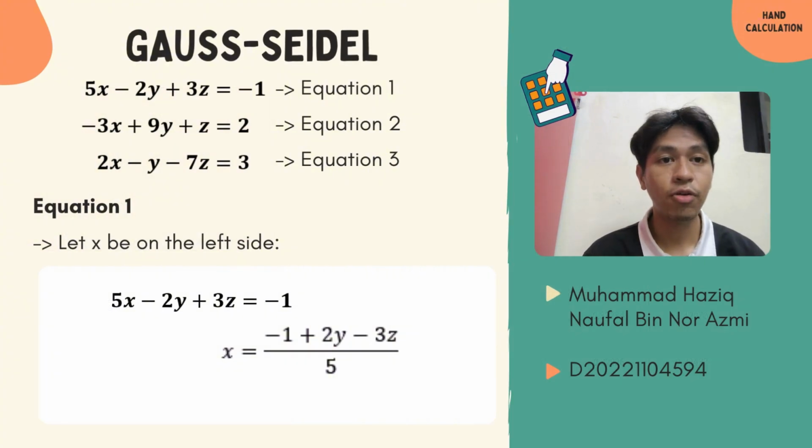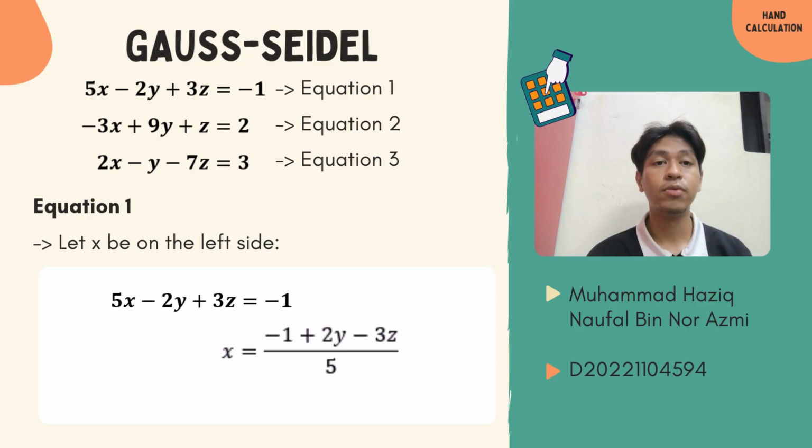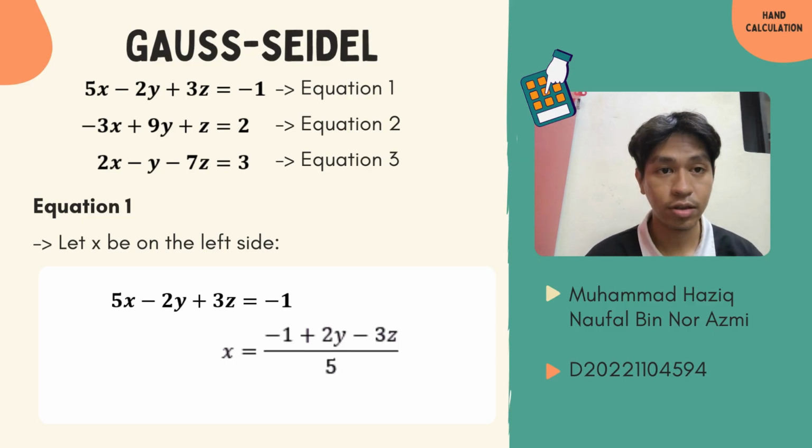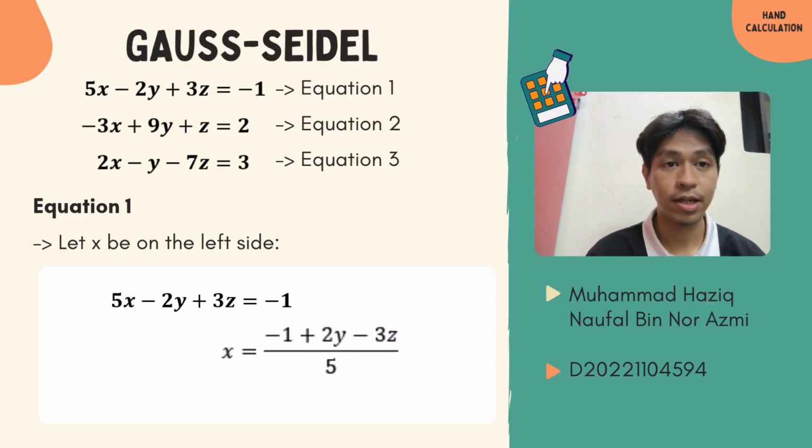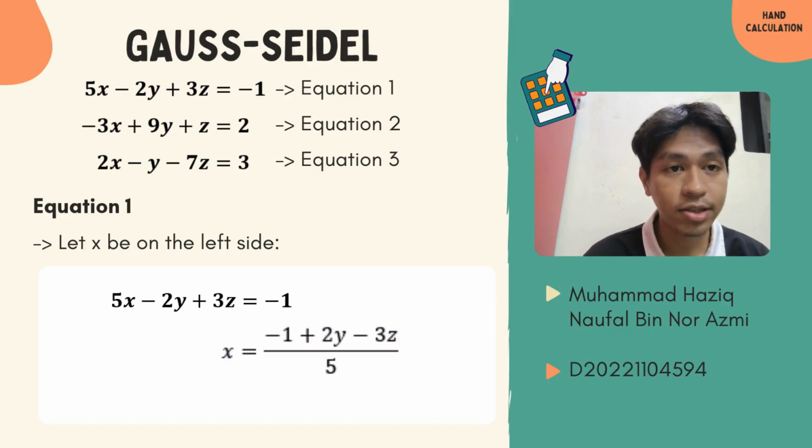Alright, for the next session, I will explain how to solve this question using the Gauss-Seidel method. First thing first, we need to look at the first equation. Let x be on the left side using the separable method, and we will get x equals negative 1 plus 2y minus 3z over 5.